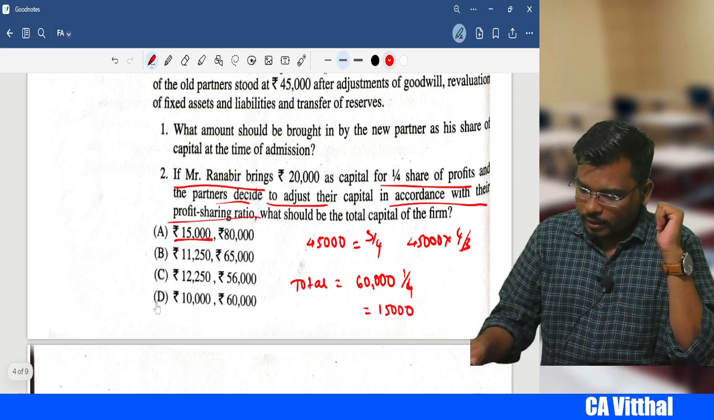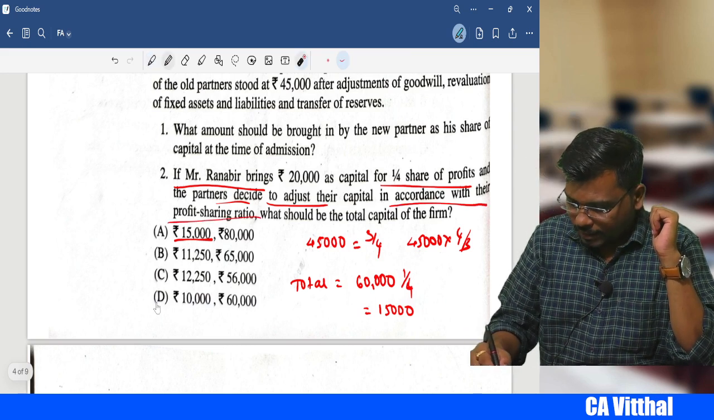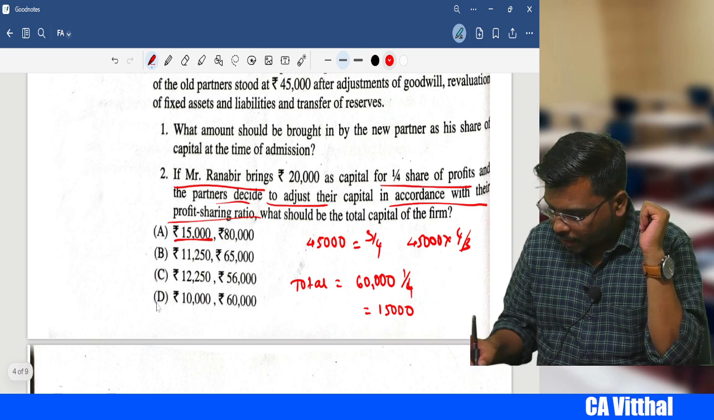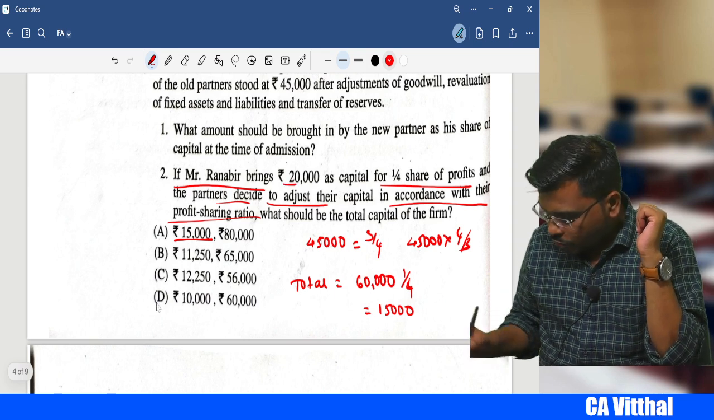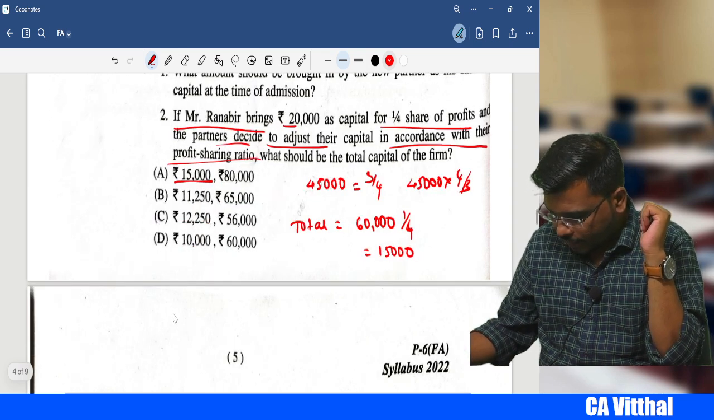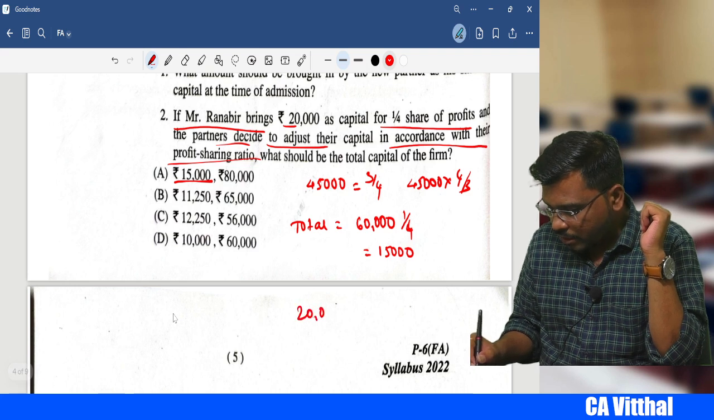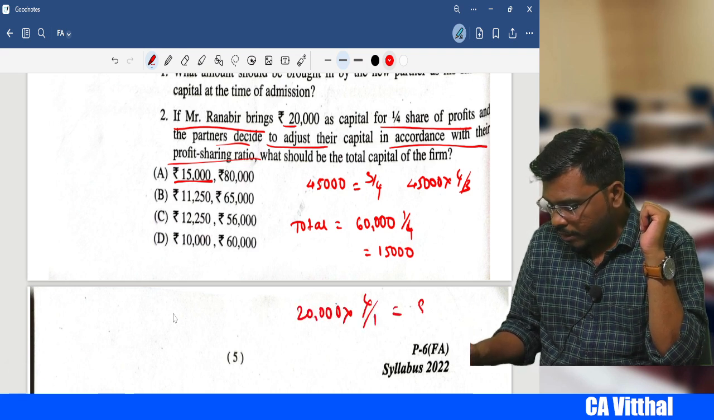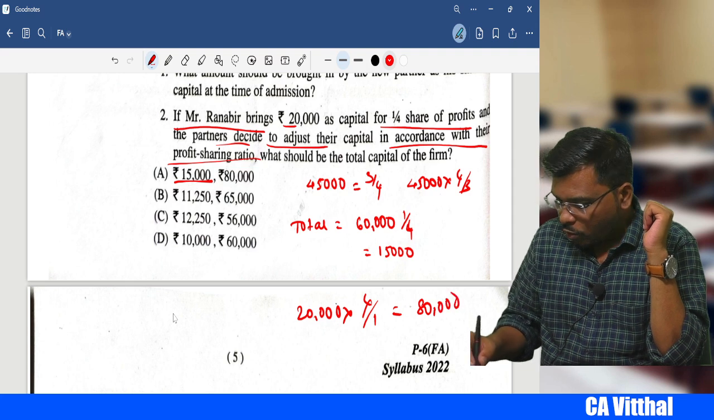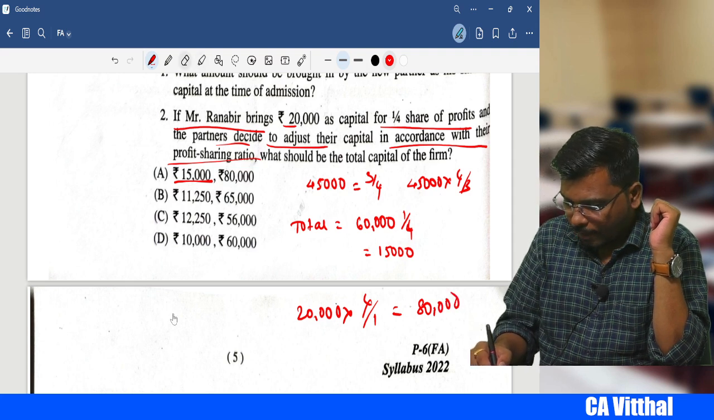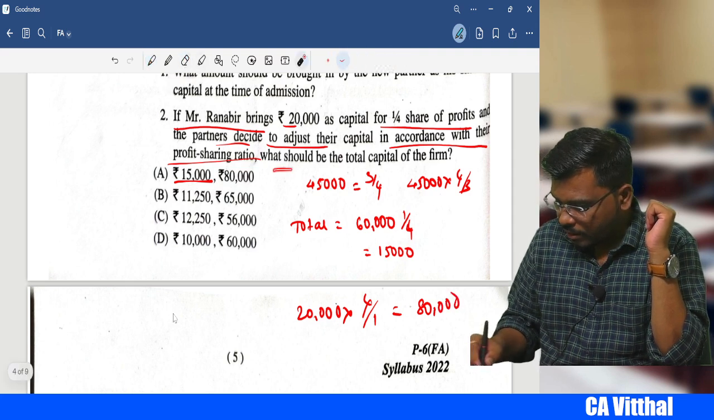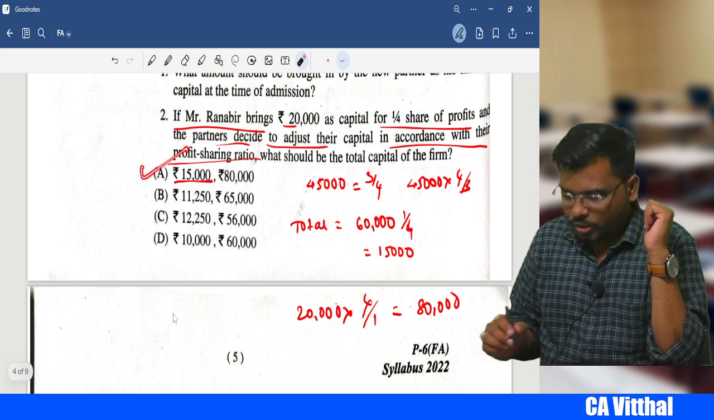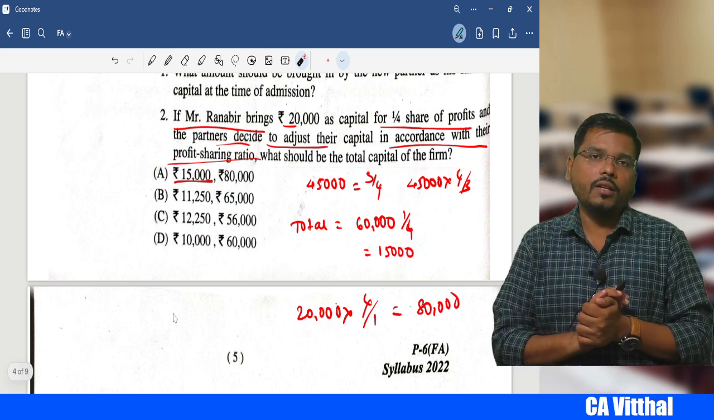Now what we should do is very simple, my dear student. How much is he bringing? 20,000 for 1/4. So make it 20,000 into 4/1, which comes to 80,000. What should be the total capital of the firm? They have asked you, right? So 80,000. So option A will be the correct option, my dear student, right?